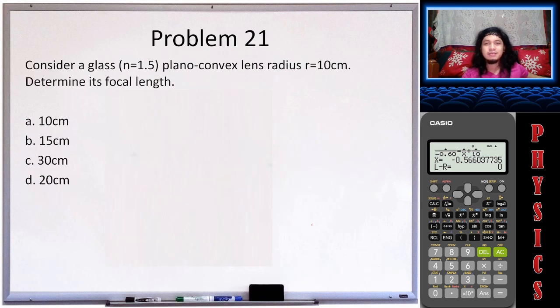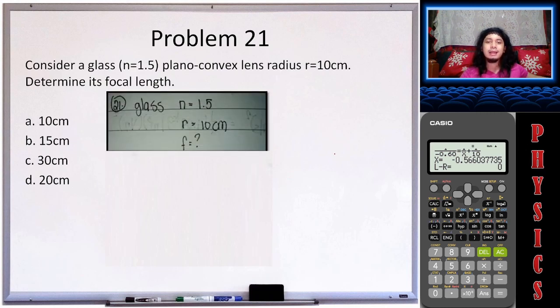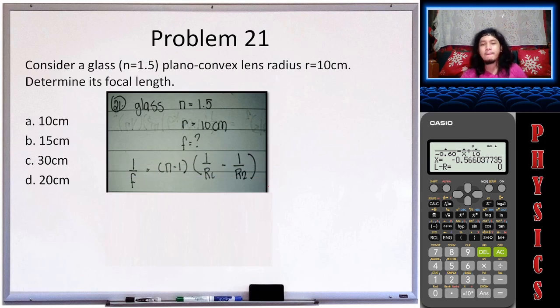Okay? So, next tayo. 21. Consider a glass of n equals 1.5 and plano-convex lens radius r equals 10 centimeters. Determine its focal length. So, with this, gagamit lang tayo ng formula natin na lens maker equation or lens maker formula. Okay? So, easy lang ito.